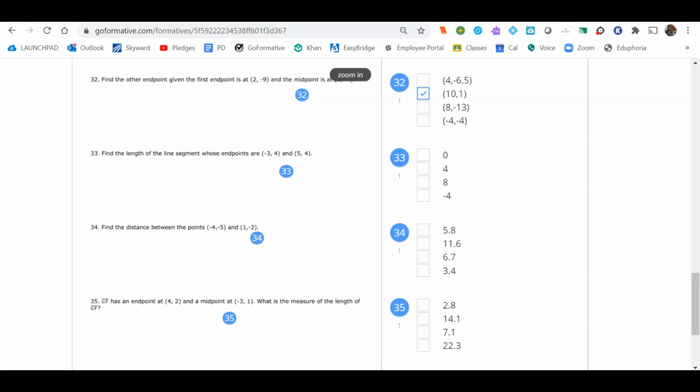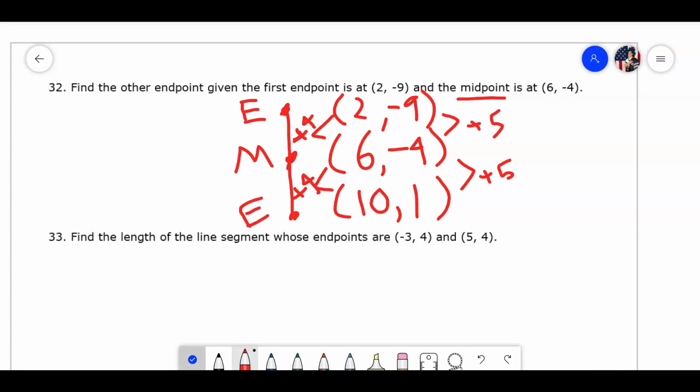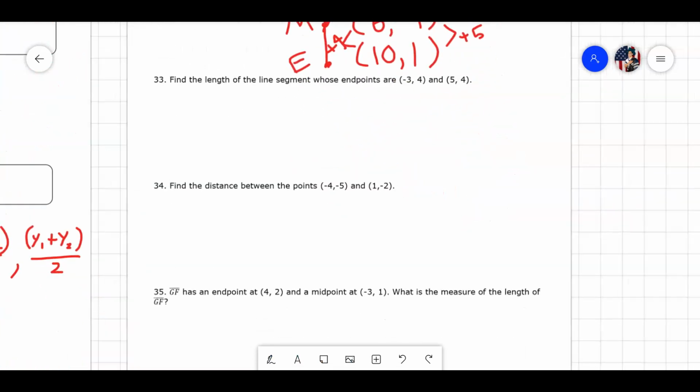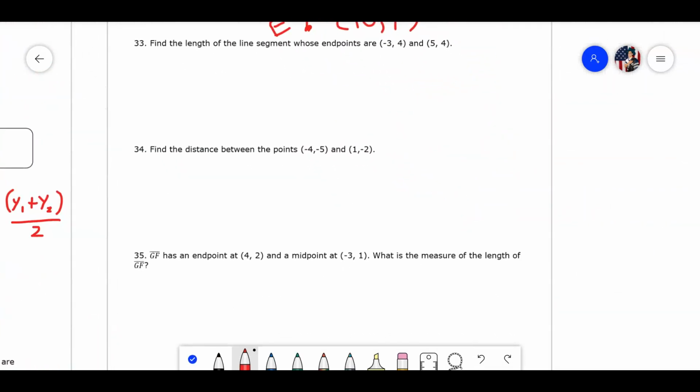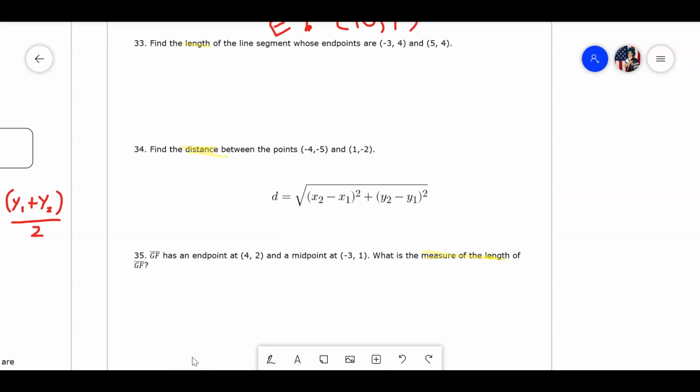All right. 33, 34, and 35. These are going to be all about distance. How do I know that? Okay, I'm going to look for these key words. I'm going to highlight them, see if that works. Find the length. Find the distance. Measure of the length, okay? So I know all these three, I'm going to be using the distance formula, okay? What I'm going to do, I'm going to paste the distance formula on here. Let's see how this works. Cool.